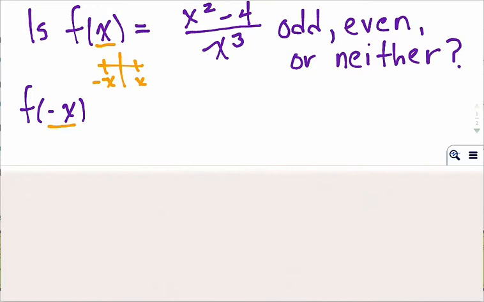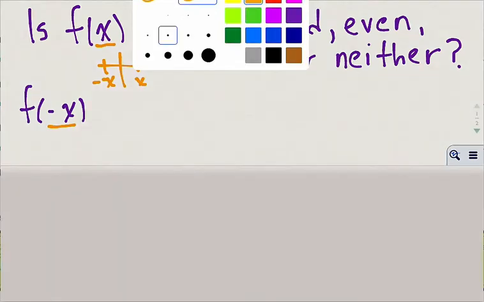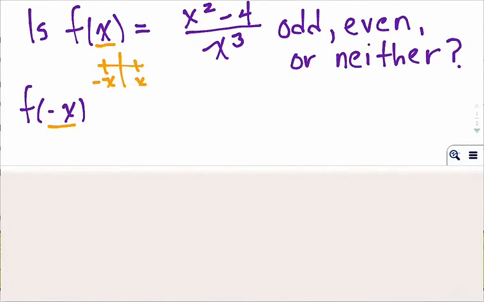Similarly, if we plug in negative x and we simplify, and we end up with the opposite of the original function, that's negative f of x, what that means is that x and negative x have y values that are opposite. So if the y value is up at x, it's down at negative x. And this is what we mean by an odd function. So our whole goal is to determine what happens at negative x to check out symmetry here.